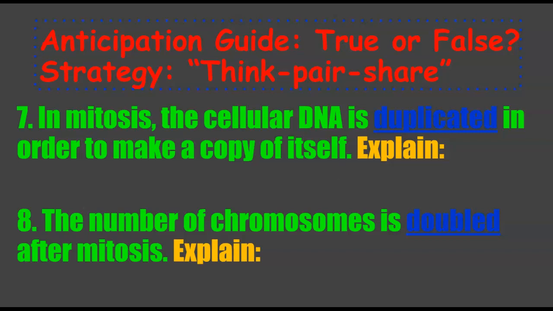In mitosis, the cellular DNA is duplicated in order to make a copy of itself. True or false? On the left-hand side. Number 8, the number of chromosomes is doubled after mitosis. True or false? On the left-hand side. All right, go back to notes.